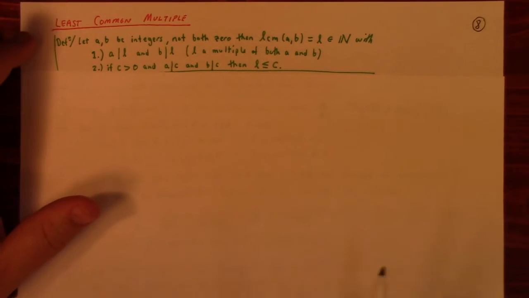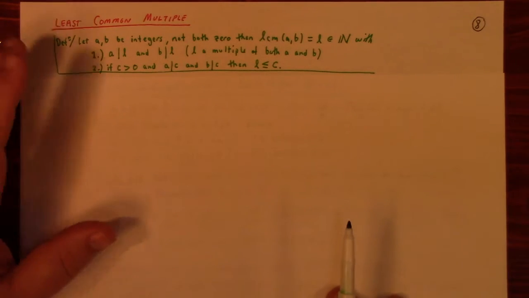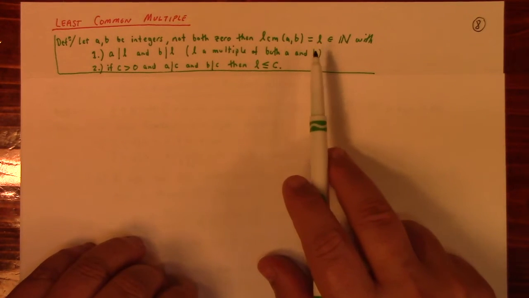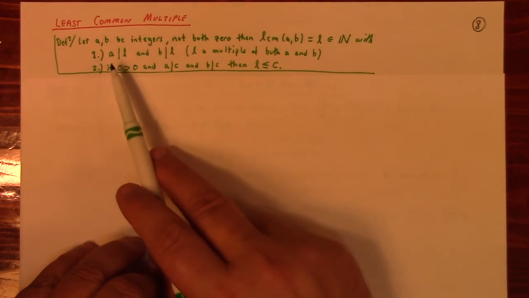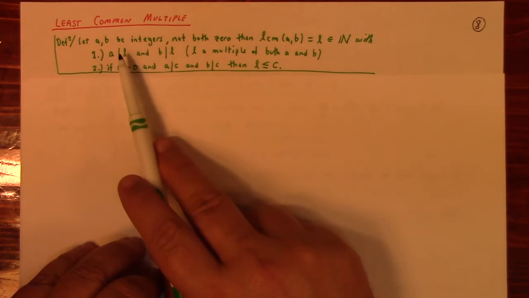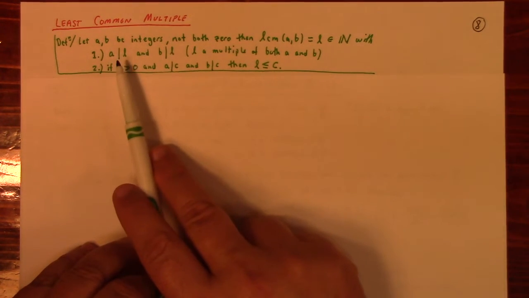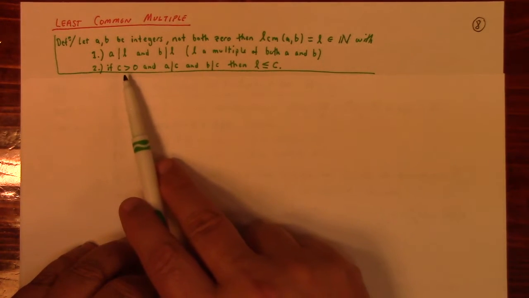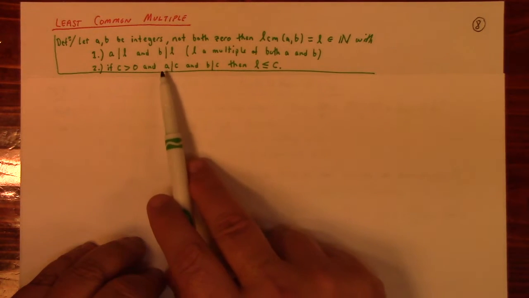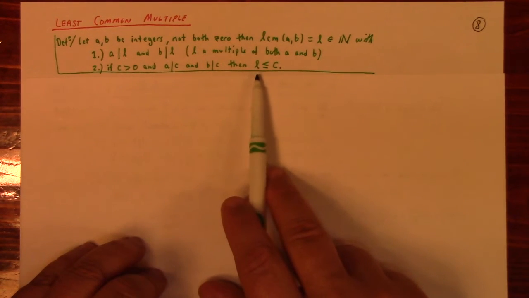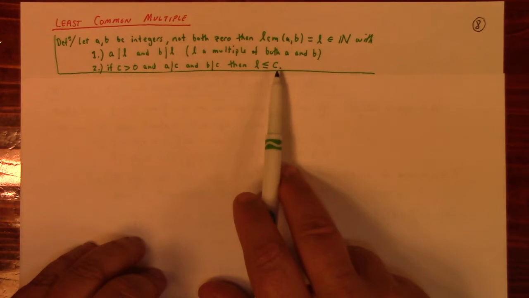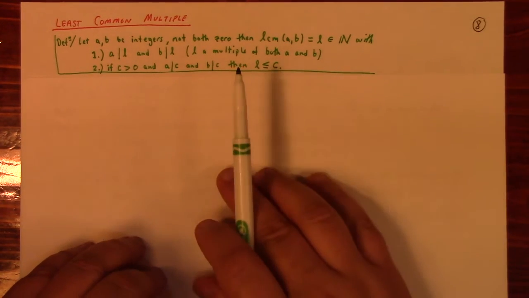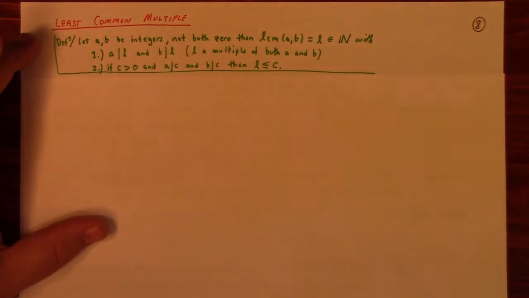So what's the least common multiple? Well, it is what it sounds like, isn't it? If a and b are integers not both 0, then the LCM of a and b we'll call L. It's going to be the natural number such that L is a multiple of both a and b, which is to say that a divides L and b divides L, right? And if c is positive and c is a multiple of both a and b, it must be that c is greater than or equal to L. So it is, like it sounds, the least of all common multiples of a and b.